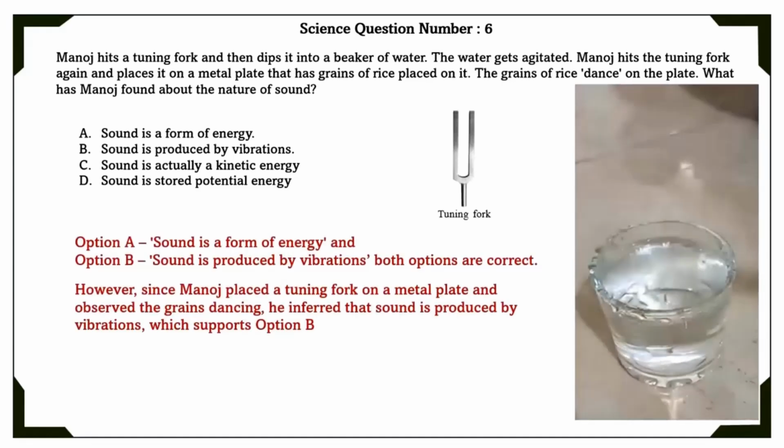Option A. Sound is a form of energy, and option B. Sound is produced by vibrations. Both options are correct. However, since Manoj placed the tuning fork on a metal plate and observed the grains dancing, he inferred that sound is produced by vibrations, which supports option B.